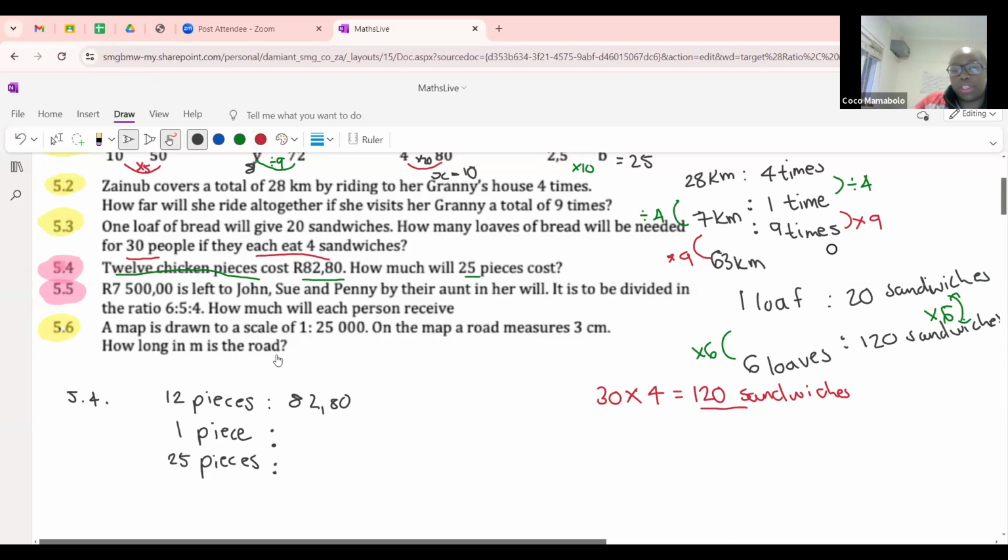Right. So if 12 pieces cost 82 Rand 80, how much does one piece cost? Guys, help me out in the chat. What do we think, Itandile? How did I get from 12 pieces to one piece?